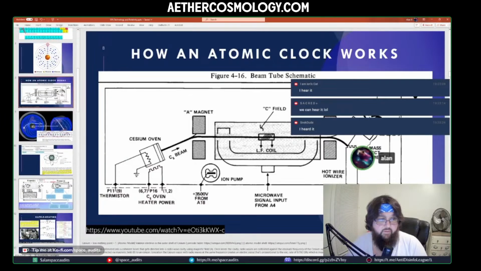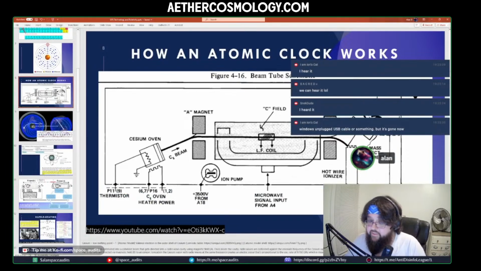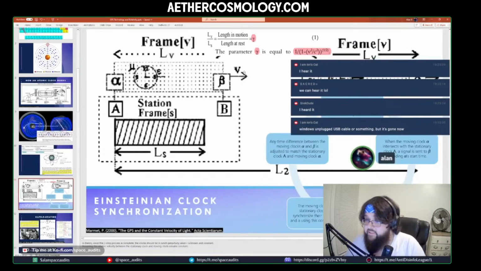These aren't in the right spot. Okay, so when we get into Einstein synchronization for these clocks, what do we do with these clocks now that we can split time into 9,192 millionths of a second? What do we do with that? Well, now we need to synchronize these clocks with moving clocks so that we can set up a network, right?